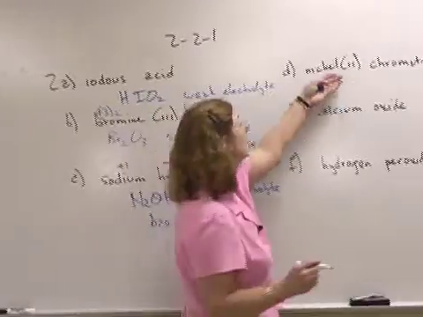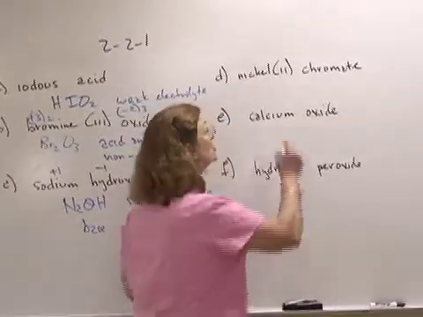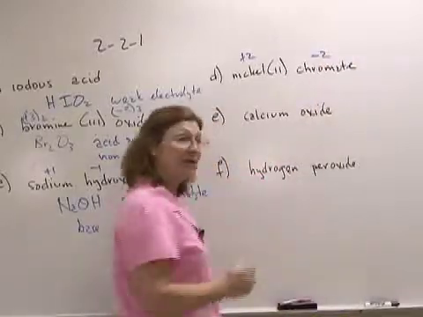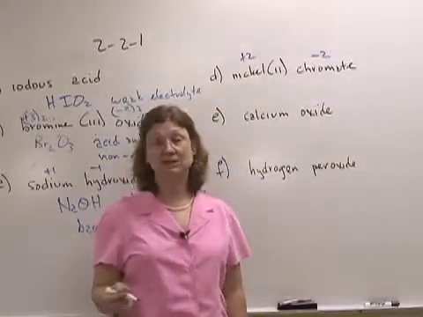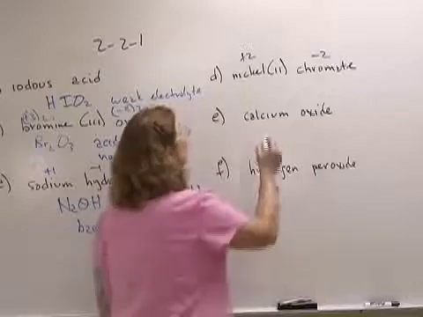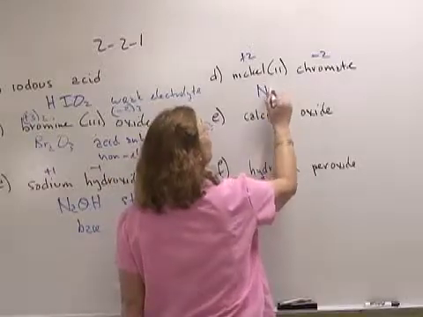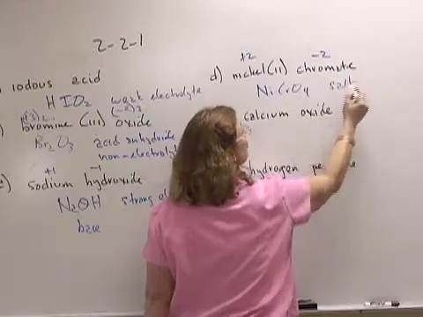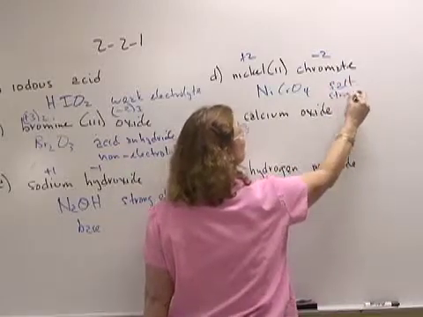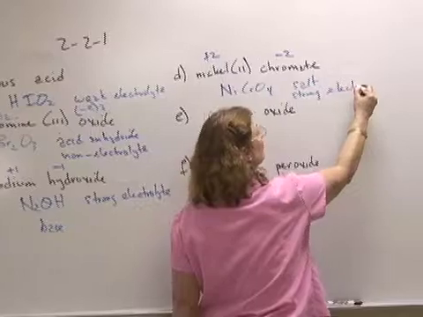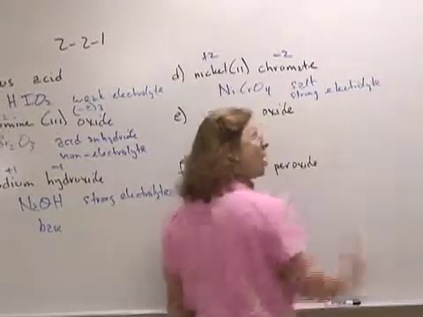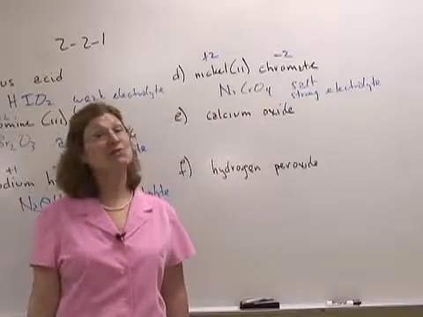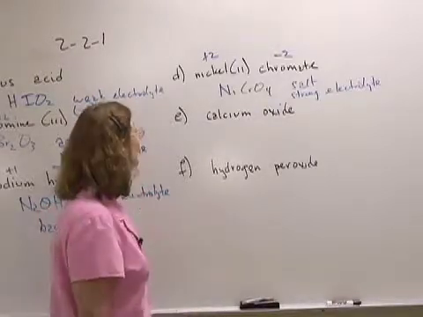Roman numeral 2 is telling me that nickel has a +2 charge. Chromate is -2. A metal with a polyatomic ion is a salt. And I'm going to write my nickel and chromate. It is a salt. It is a strong electrolyte. All salts are strong electrolytes except for the mercury salts. That's the only one you're responsible for.